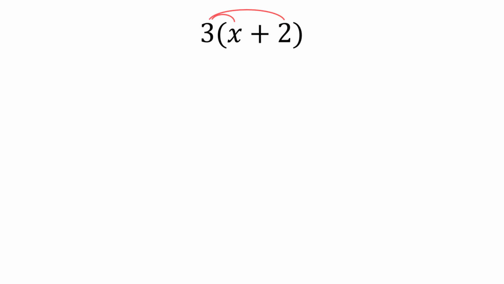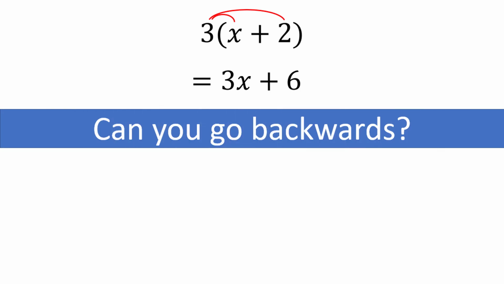Consider the expression 3 times x plus 2. We know from the distributive property that this can be simplified by distributing the 3 to the x and the 2. The result is 3x plus 6. But what if we wanted to go backwards?